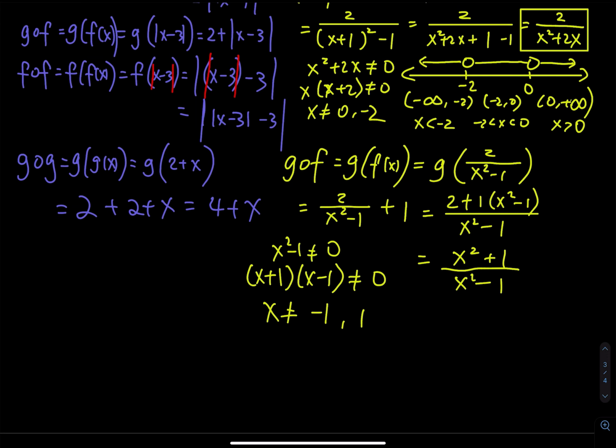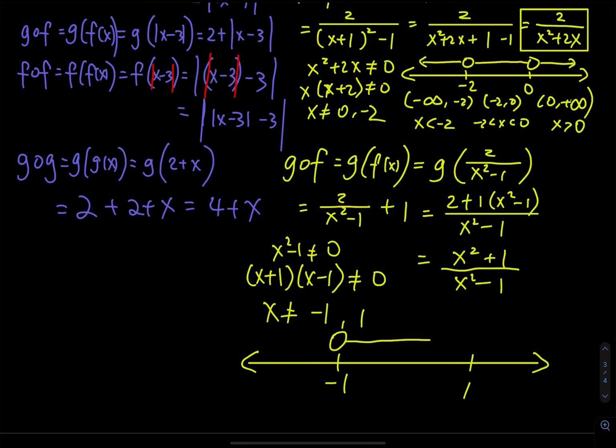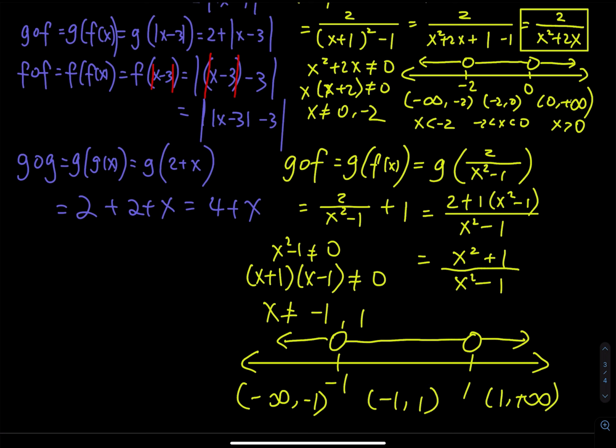And then you draw a number line like this. So no negative 1, no 1. So not this, not that. x can be anything else. So this will be negative infinity to negative 1, from negative 1 to 1, and then from 1 to positive infinity. For the inequality, the first is x less than negative 1, x between negative 1 and 1, and then x greater than 1, if you want to put that in inequality.